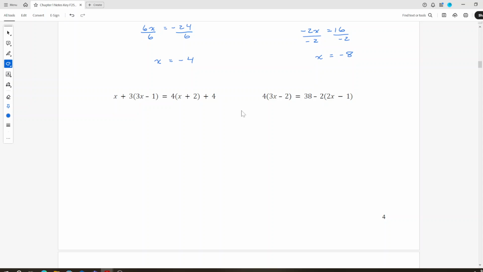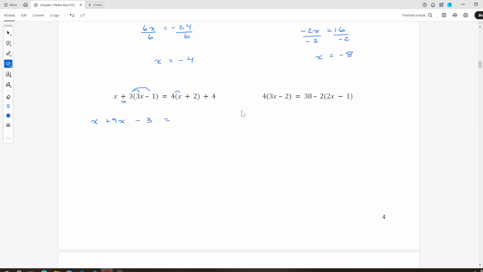Last 2 questions, I just put in some parentheses. So for this one, we're going to distribute first. Always take whatever the sign out front is with it when you distribute. So this is going to be x, and then plus 3 times 3x is plus 9x, and then plus 3 times -1 is -3.